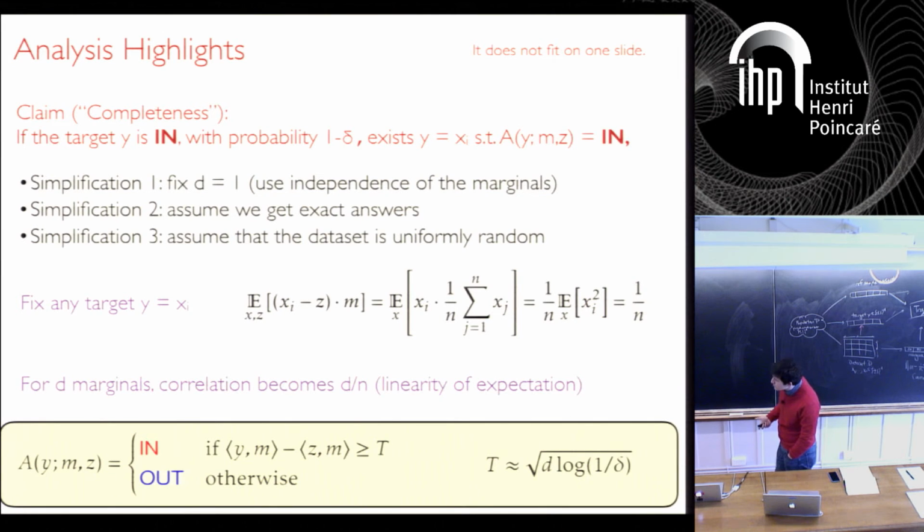Okay, so now you just get that for each marginal, you have correlation 1 over n. And so by linearity of expectation, if you take d marginals, the correlation becomes d over n. And because they're independent, it's very concentrated around d over n. And so you can just ask, when is d over n bigger than this threshold? And it's when d is like n squared. And in this special case, you can get a tighter analysis, which is how you get the stronger theorem of Dinur-Nissim, but this is enough for us.